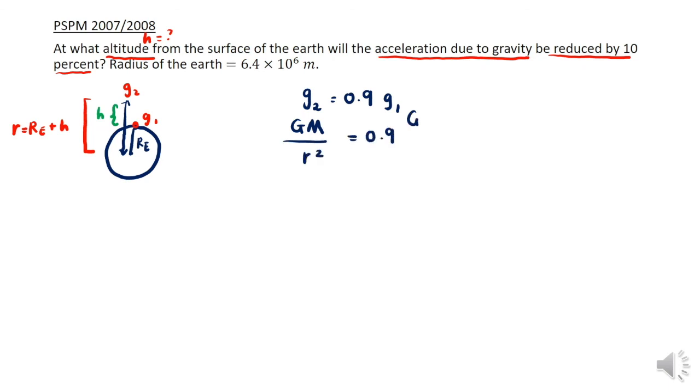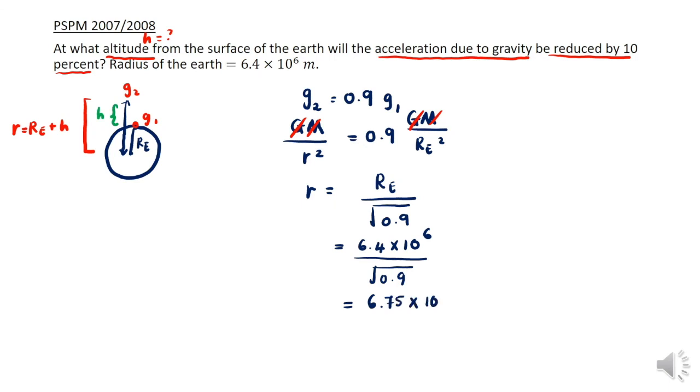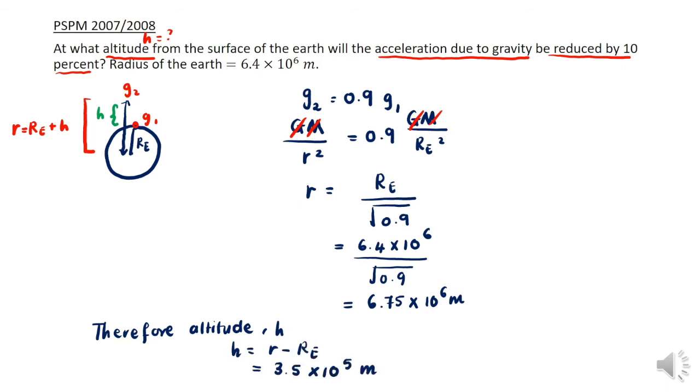Replace g2 and g1 with the equation, that is GM divided by r squared equal to 0.9 GM divided by Re squared. So we get the radius, the distance from the center to the second point, to be r equal to 6.75 × 10^6 meter. Therefore the altitude will be r minus the radius of the Earth. Okay, that's all. Thank you.